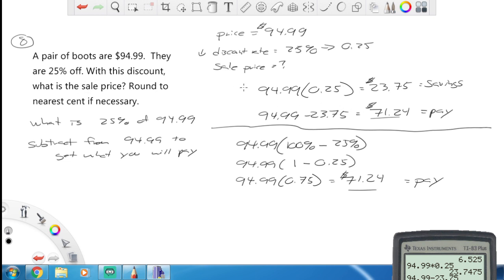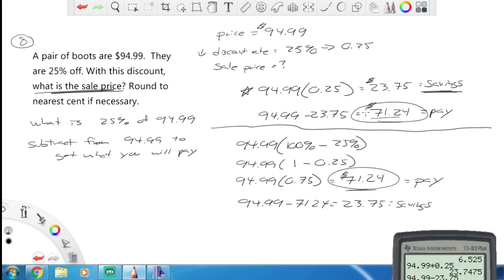If you do it this way, you learn the savings. If you do it the other way, you have to subtract the two to get the savings. So 94.99 minus 71.24 equals your 23.75. That's how you get your savings that way. So it depends on what it's asking you for. And here it wants, what is the sales price? That's this. So whichever way you want to look at it, it can be done both ways. Any questions on 8?